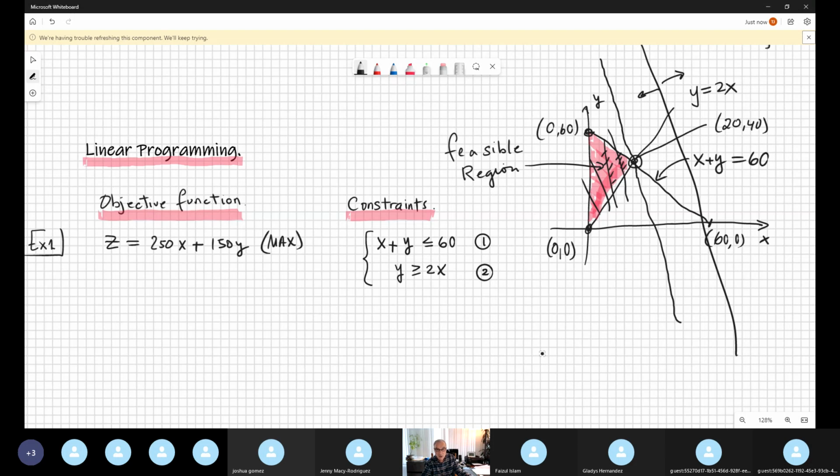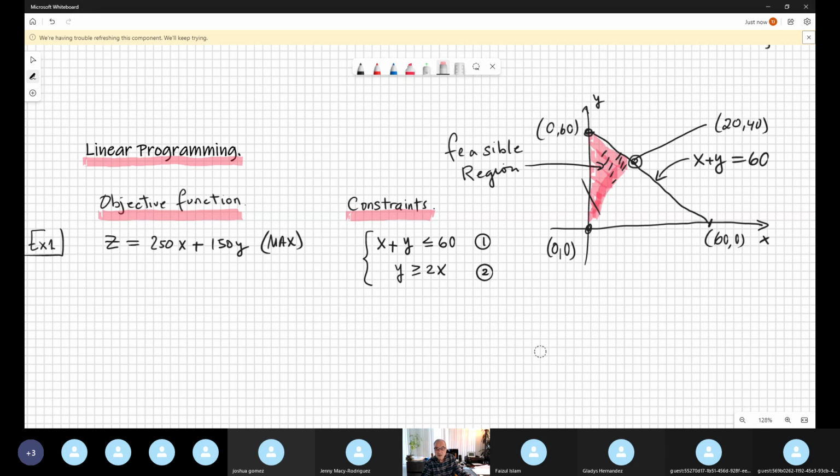So what should I do? Well, you determine the corner. The corner was... let me try to erase something I don't need. I don't need this, this, or this. Okay, remember I have a line here.